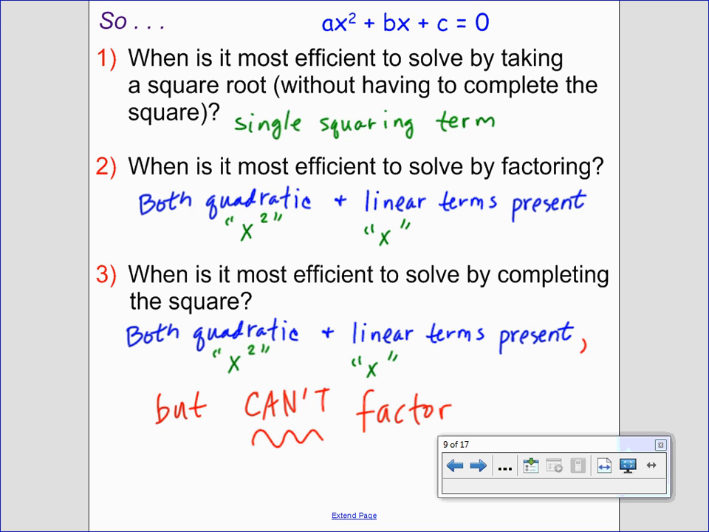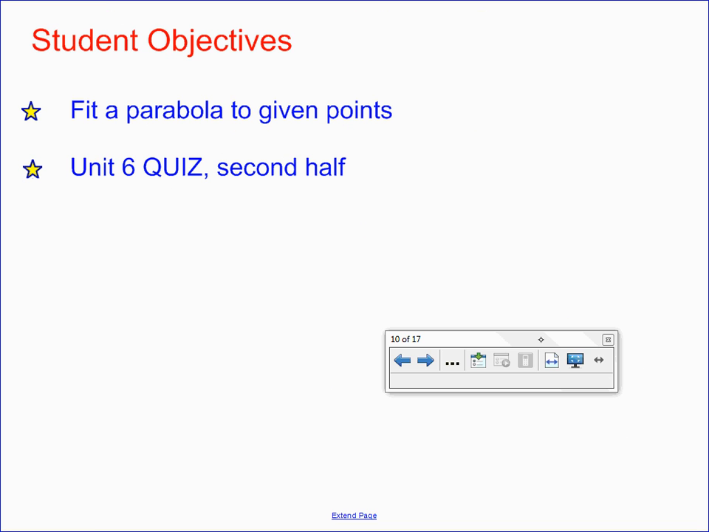A couple of questions on the first part of the quiz, non-calculator, using these methods, based on what it looks like. Awesome. Let's go ahead and address our objectives today, and then we'll get going on your quiz. So please listen carefully. Today we're going to fit a parabola to given data points. And so we're going to be using the built-in capabilities of your graphers to find a parabola of best fit.